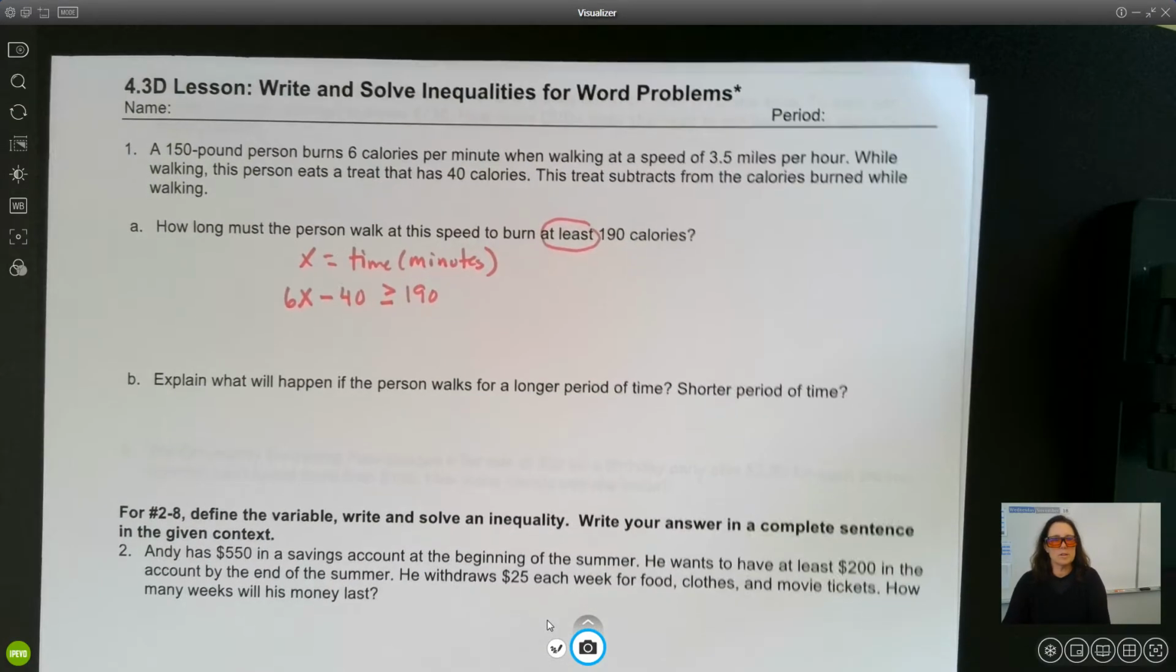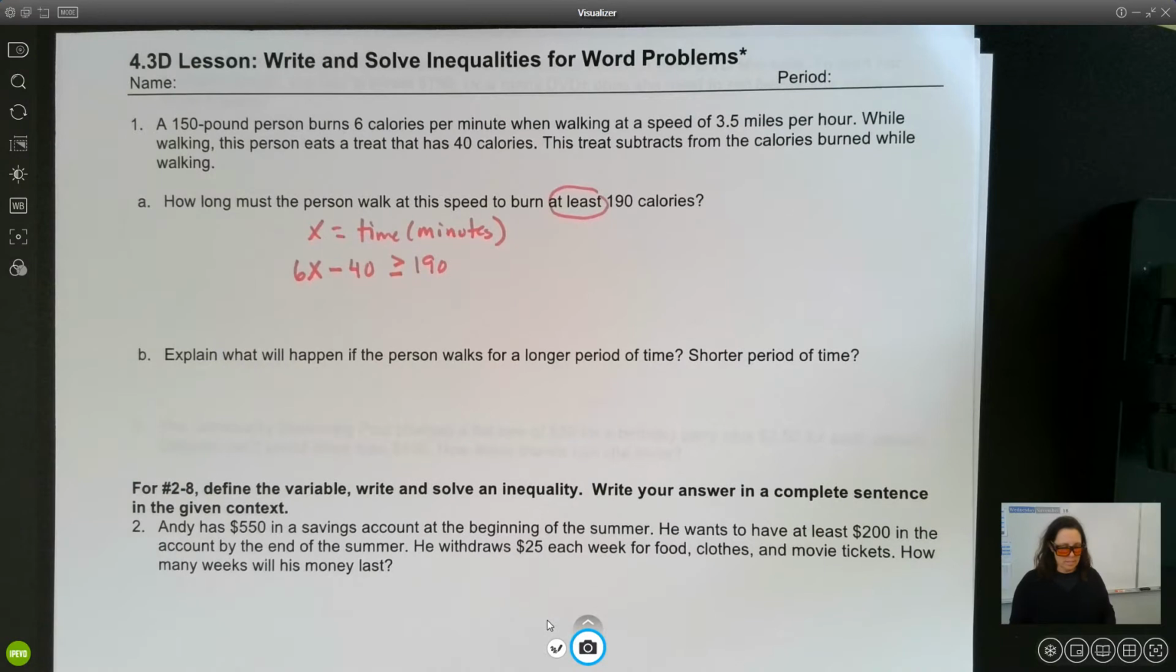Alright, you guys. So, 4.3D lesson. I actually started this one and then I got a phone call, so I had to hang up. So let me pick up from the beginning here.